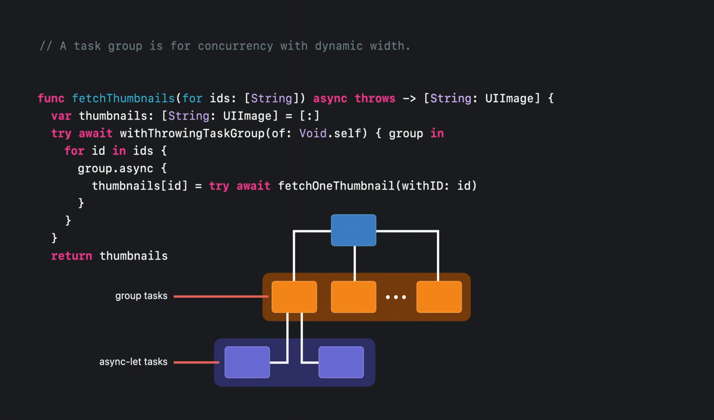1 task for each call to fetch 1 thumbnail, which itself will create 2 more tasks using async-let. That's another nice property of structured concurrency. You can use async-let within group tasks, or create task groups within async let tasks, and the levels of concurrency in the tree compose naturally.